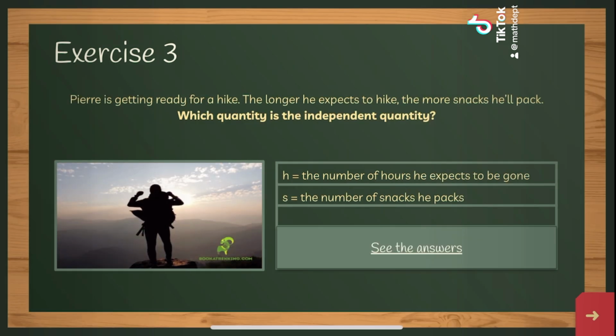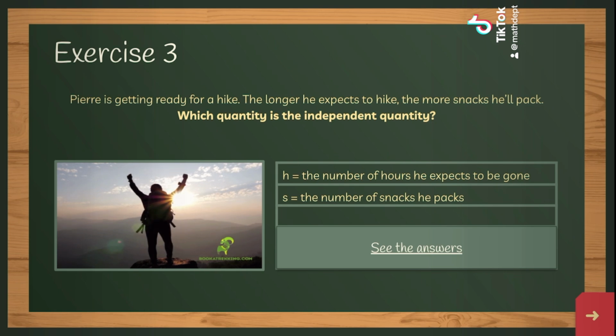Pierre is getting ready for a hike. The longer he expects to hike, the more snacks he'll pack. Which quantity is the independent quantity? Let's let H be the number of hours he expects to be gone, and S be the number of snacks that he packs. Notice here we're looking for the independent quantity, and in order to find it, we can look more closely at the wording of the question.